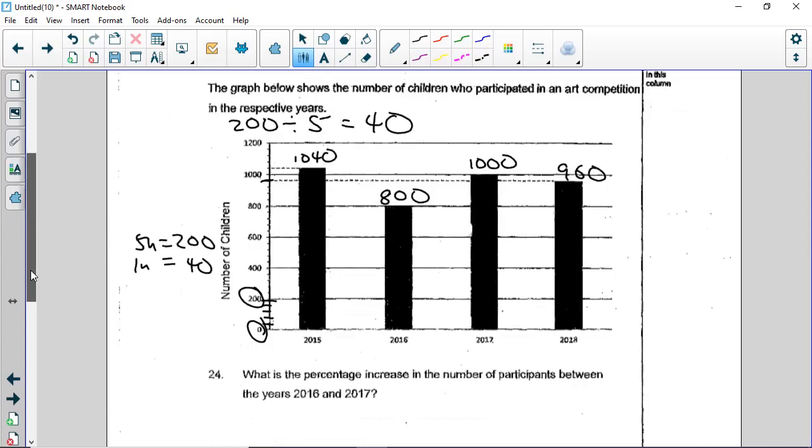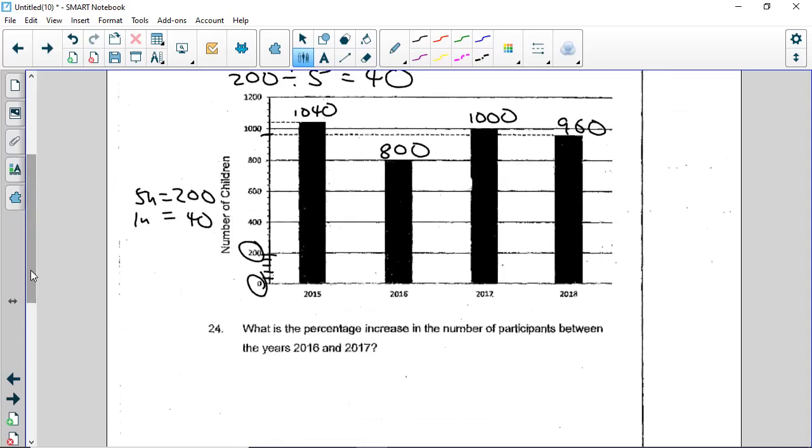Okay, question 24, must know how to do. What is the percentage increase between 2016 and 2017? Where's 2016? Here, right? What is the percentage increase? So you get your fraction. Okay, fraction, all right? If you're still doing something else and your answer is still wrong, you need to change the way you do it already. So the increase is the numerator. You take 1000 minus 800, that's an increase of 200. And what's the denominator? The denominator is where you start at first.